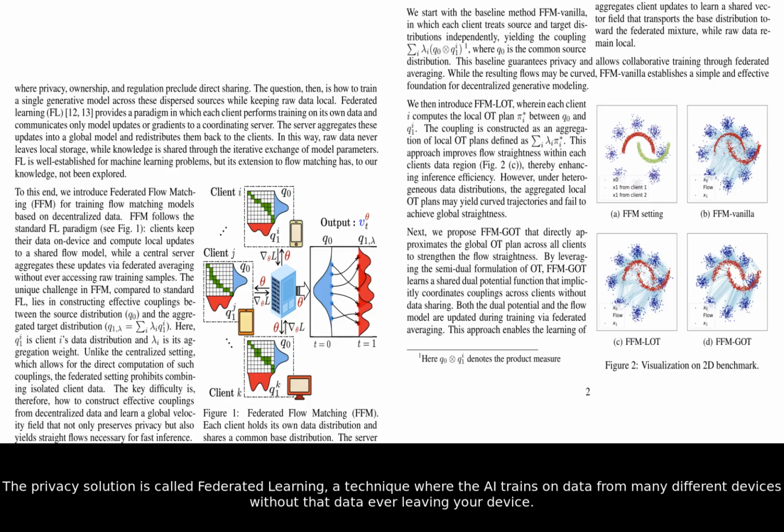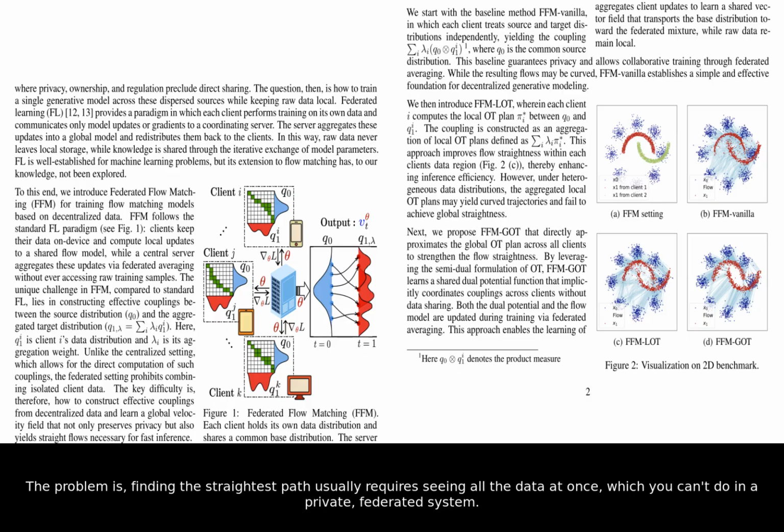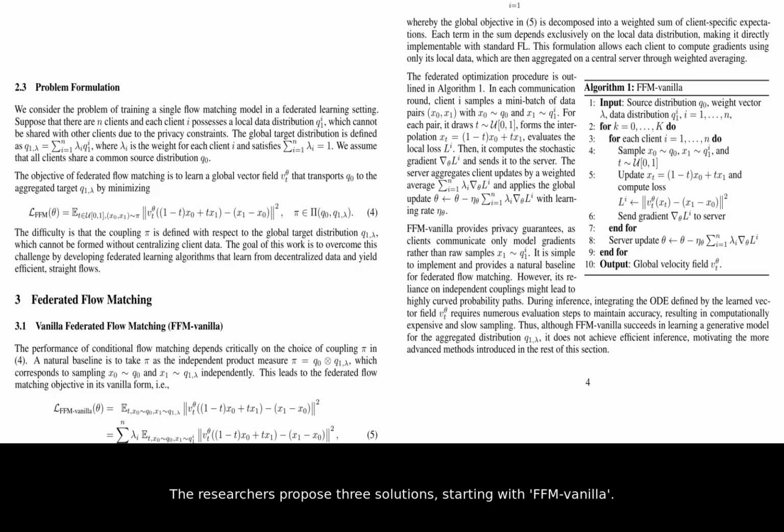The privacy solution is called federated learning, a technique where the AI trains on data from many different devices without that data ever leaving your device. The problem is, finding the straightest path usually requires seeing all the data at once, which you can't do in a private, federated system. The researchers propose three solutions, starting with FFM Vanilla.